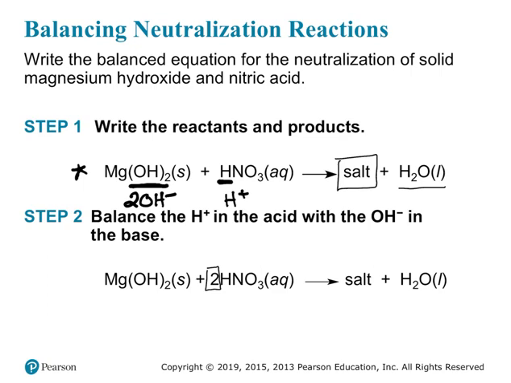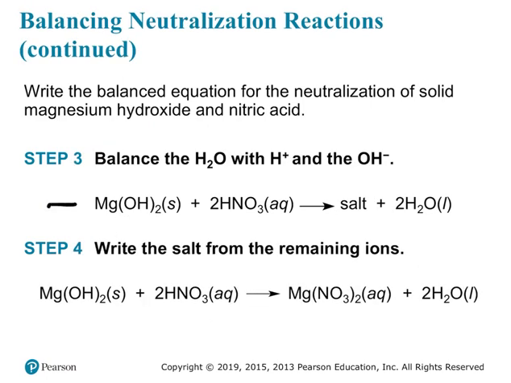Okay, so now we have 2 OH⁻ and 2 H⁺. Great. Okay, so how many water molecules can we make from those 2 hydroxides and 2 hydrogen ions? 2, right? So we're going to need to put a 2 in front of H2O in the products. So you'll notice in step 3, we have balanced the acid and the water molecules there.